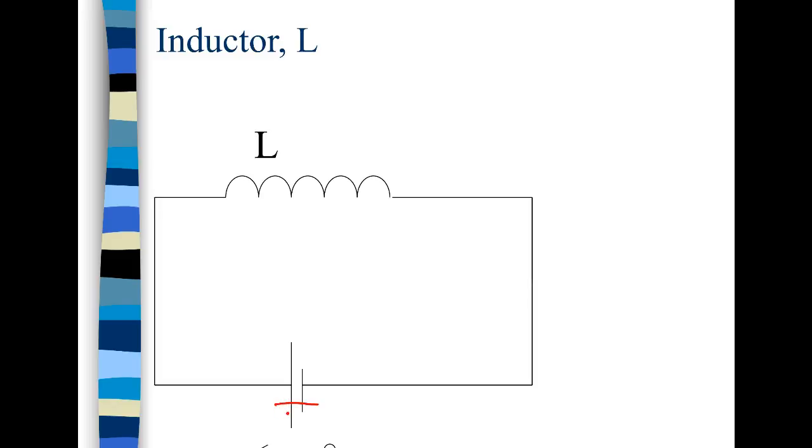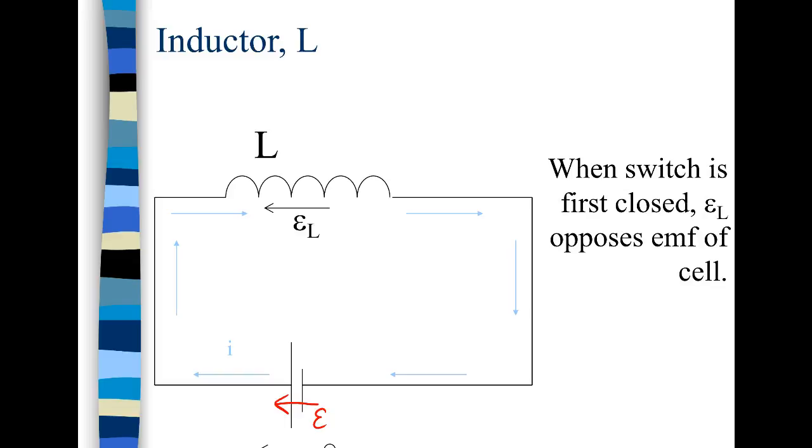Okay, and this is a little bit cut off, but there's an initial voltage that goes this way. So when we first close the switch, current will flow, and that current will be very great. And the inductor is going to oppose that with an EMF, EL. So this inductive EMF is going to oppose the EMF of the battery.